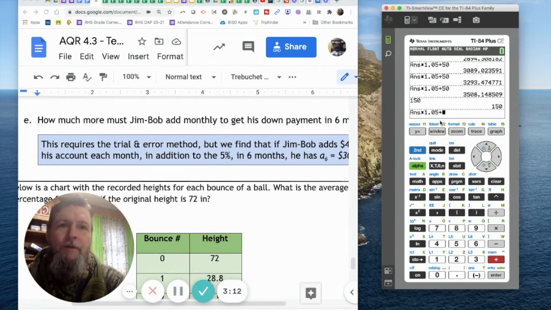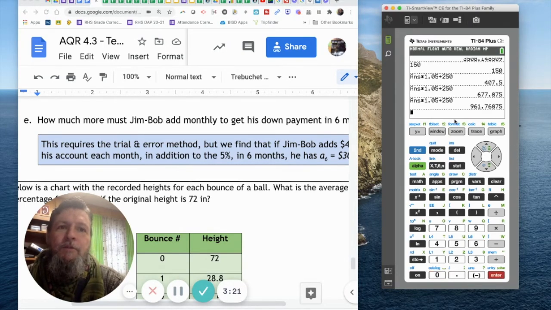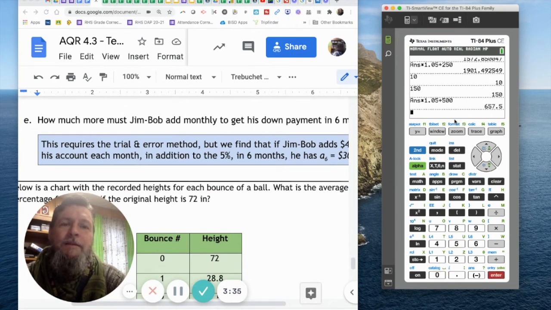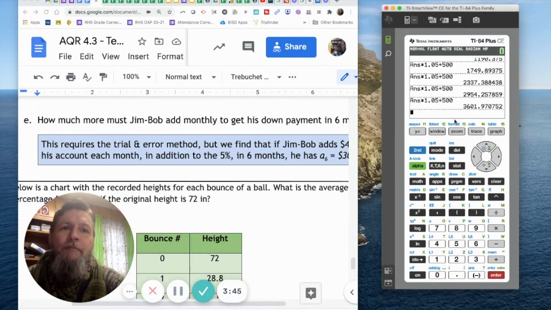And then you have to figure out what you have to add to it. What I did was I started with 250, and I wanted to see how much it would be after 6 months. 1, 2, 3, 4, 5, 6. It only went to 1900. So I went to 500. So 150 times 1.05 plus 500. How much will that be after 6 months? 1, 2, 3, 4, 5, 6. Well, it's $3,600. It's $600 more. Adding the $500 didn't help. Just the 1.05 put me over the edge.